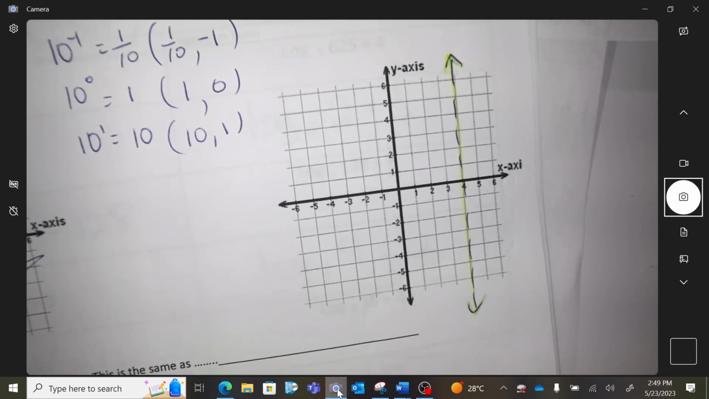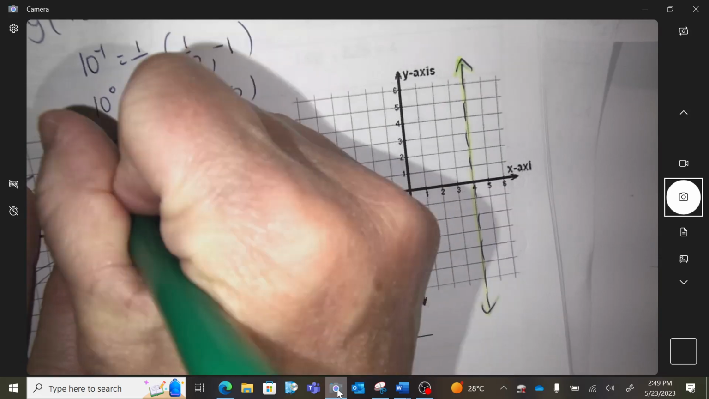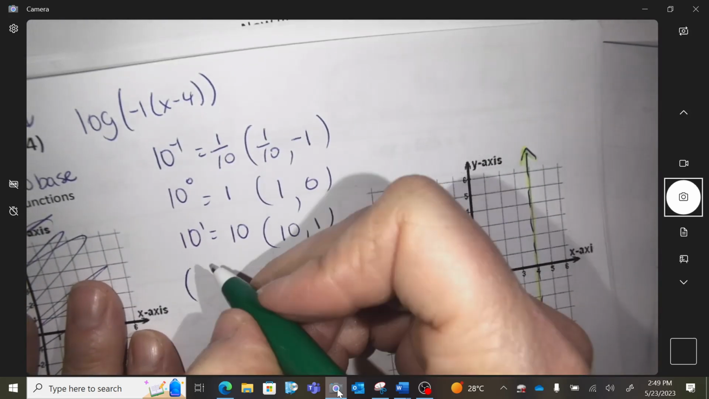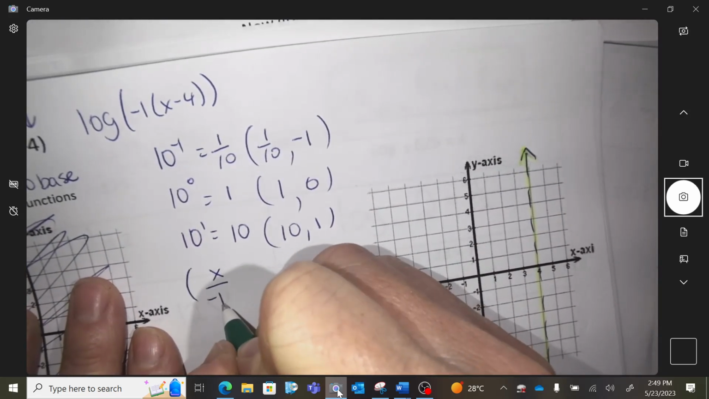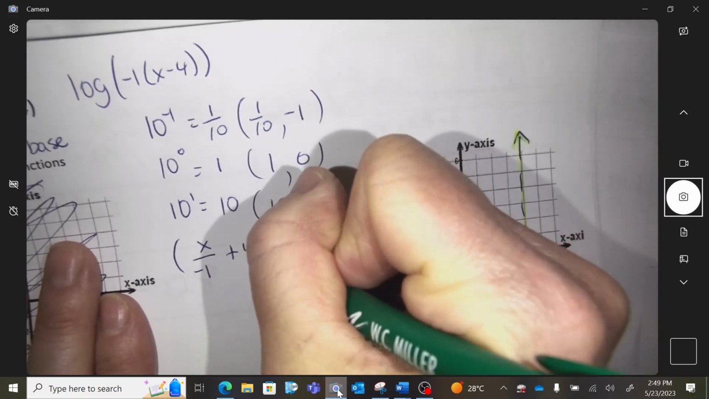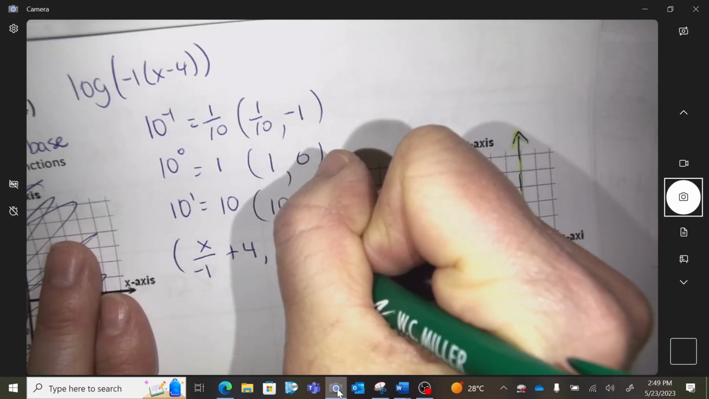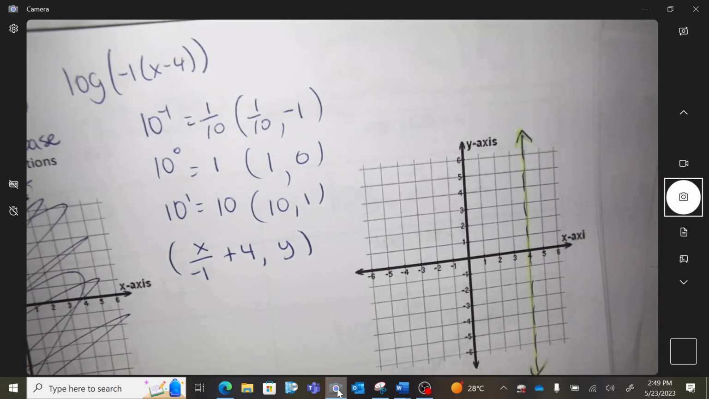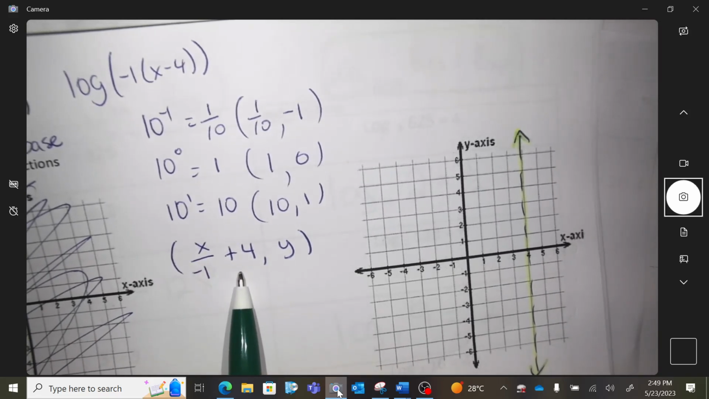Okay? How many people would have fallen for the trick? Would I have caught somebody? I'm sure I would have caught half of you because it's been a long time. Okay, we need to do x divided by negative 1 plus 4, and we have to do nothing to the y. Right? Are we good? That's the b, that's the c.